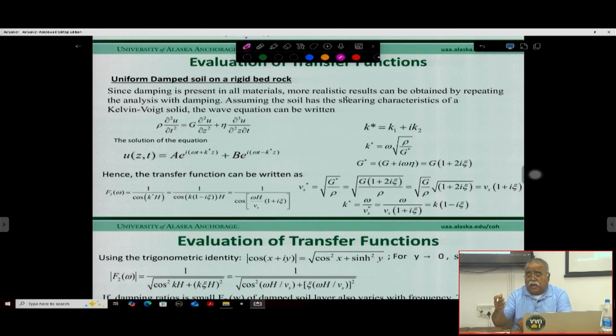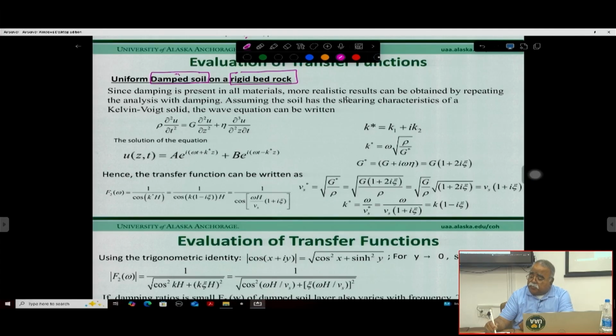Same as earlier, where nothing was present. No damping was present. Now let us assume that the soil has damping, right? So this is located again on the rigid bedrock, but let us say the soil layer is a damped soil layer. That means when the wave propagates through that soil layer, it gets damped.